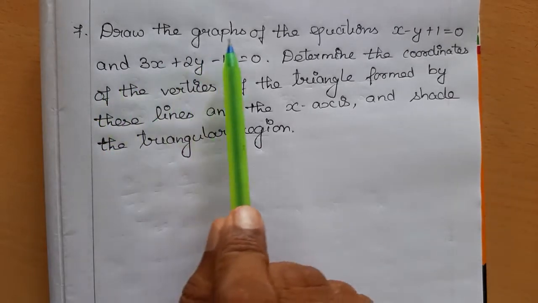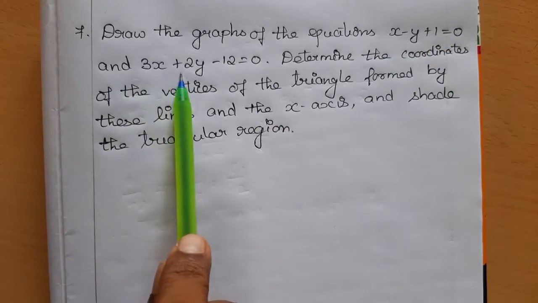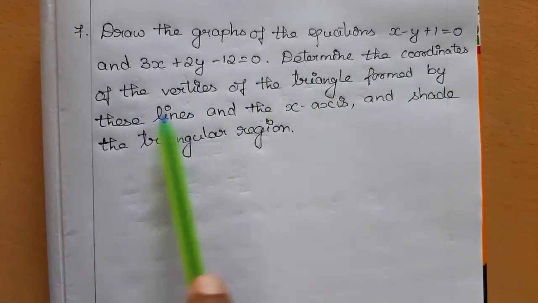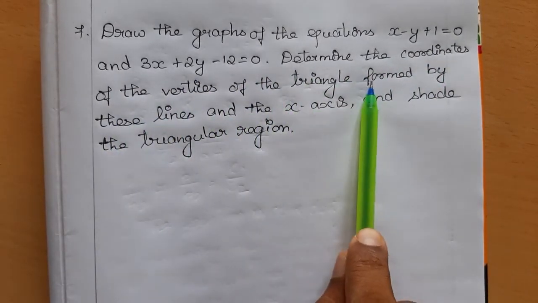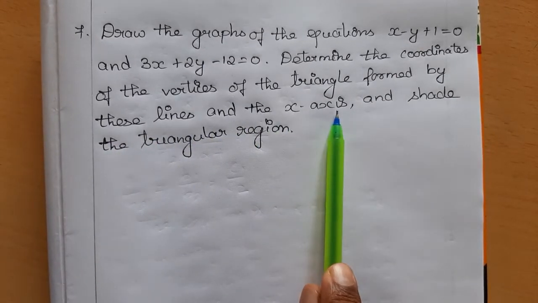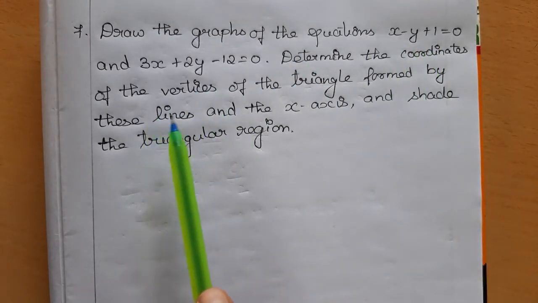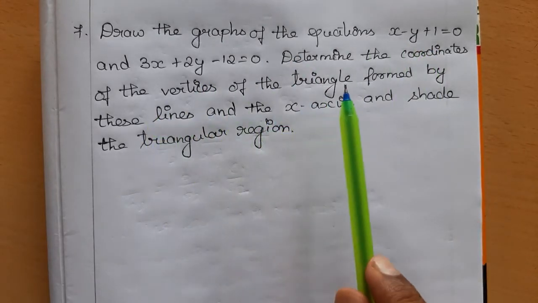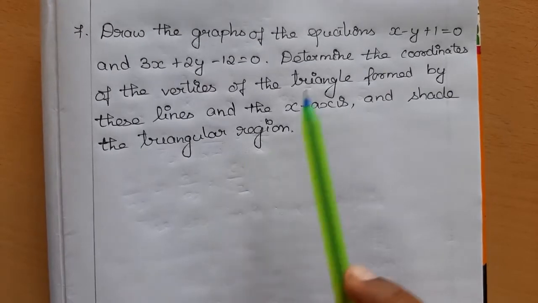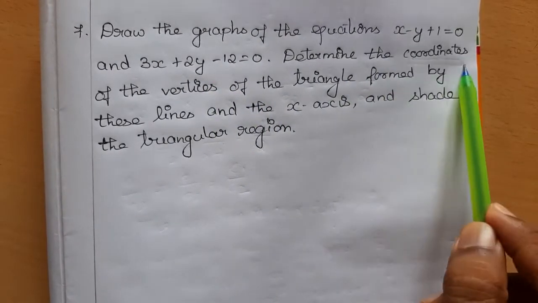So the next problem: draw the graph of the equations. The equations given are x minus y plus 1 is equal to 0 and 3x plus 2y minus 12 equal to 0. Determine the coordinates of the vertices of the triangle formed by these lines and the x-axis and shade the triangular region. So for this we have to draw the lines and shade the triangular region which is formed by these two lines and the x-axis, and also we have to mention the coordinates.